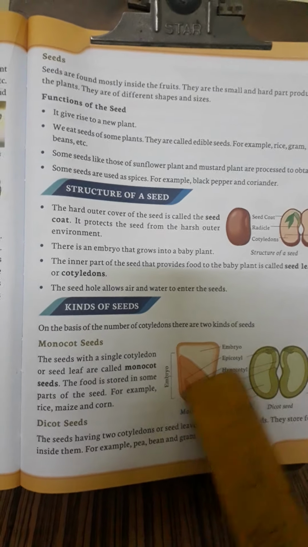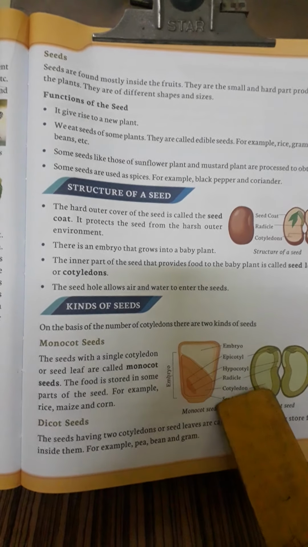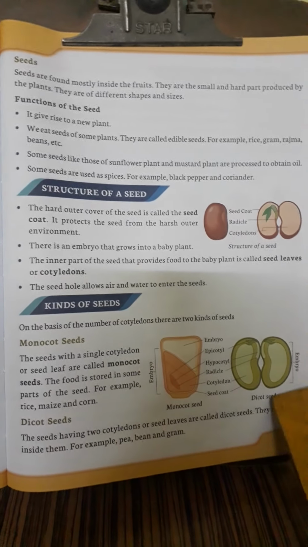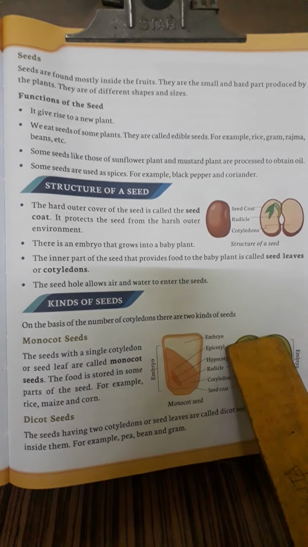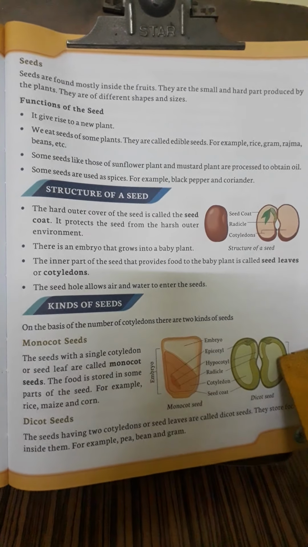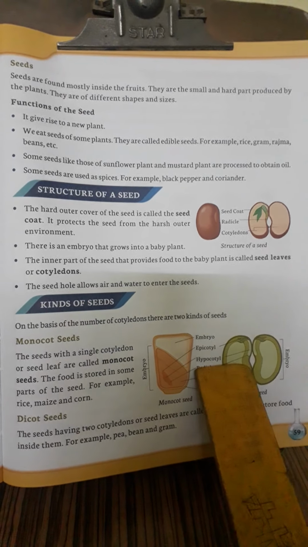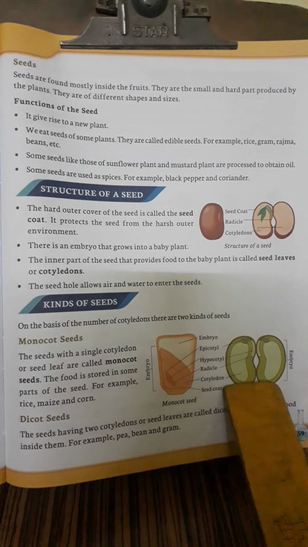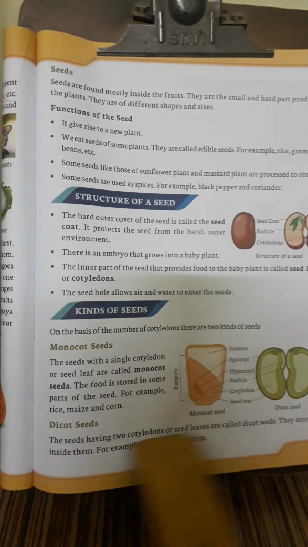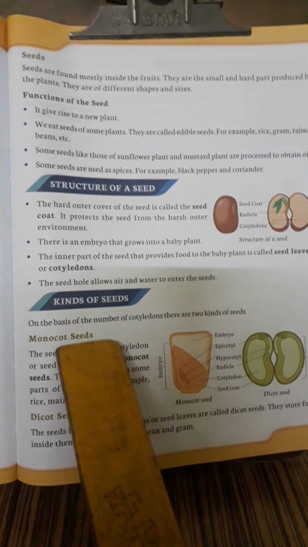You can see here the monocot seed and this is the dicot seed. The same thing is there. This is the embryo and this is the embryo. The structure is a bit different. This is the epicotyl, hypocotyl, radicle, cotyledon and seed coat. Then the dicot seed, please do underline it.